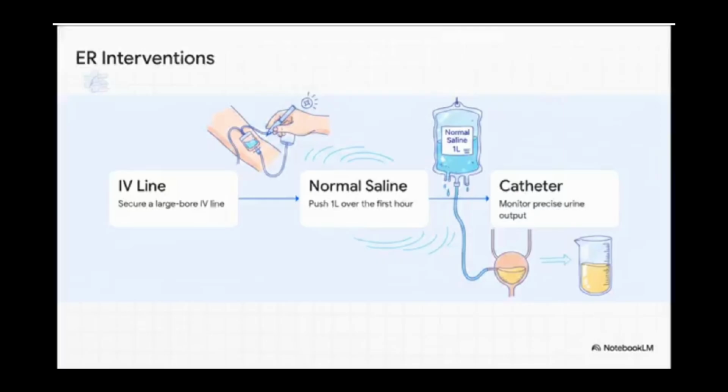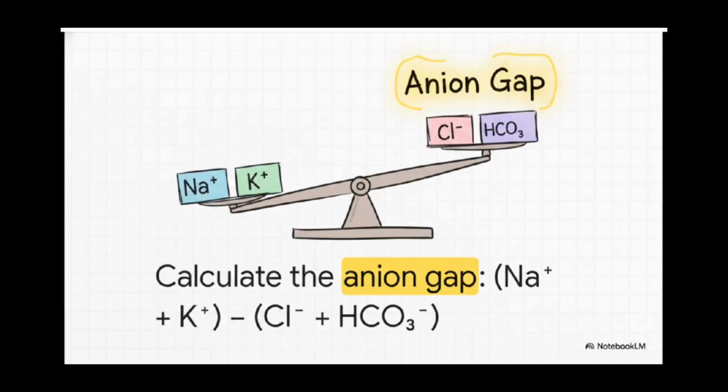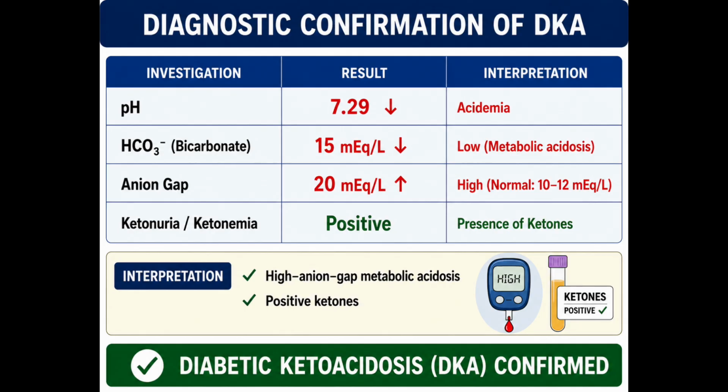Soon, the ABG results become available. The pH is less than 7.3, let's suppose 7.29, indicating metabolic acidosis. The bicarbonate level is below 18 milliequivalent per liter. Serum electrolytes reveal a potassium level of 4 milliequivalent per liter. You calculate the anion gap. The normal anion gap is 10 to 12 milliequivalent. Here it comes as 20. That suggests high anion gap metabolic acidosis. Serum and urinary ketones also came positive. These findings confirm the diagnosis of diabetic ketoacidosis.